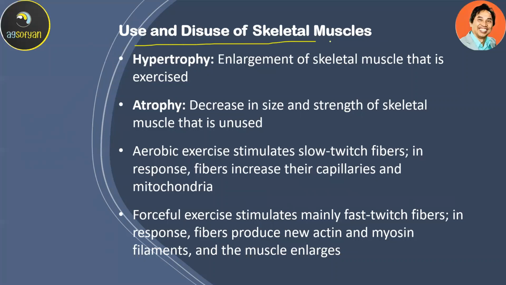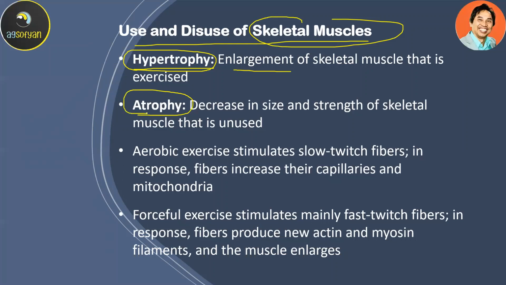Use or disuse of the skeletal muscle. This is special for skeletal muscle. Hypertrophy, this is usually for bodybuilders. They force their muscles so much that their muscles become so big. This is what we call hypertrophy, enlargement of skeletal muscle. Atrophy is the opposite. When we do not use our muscles so much, then the size will decrease.